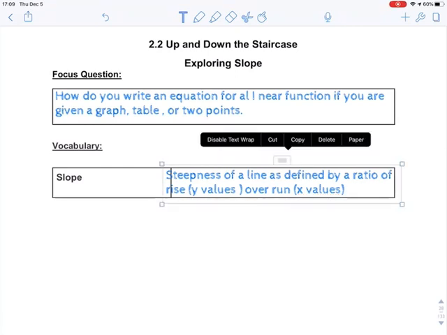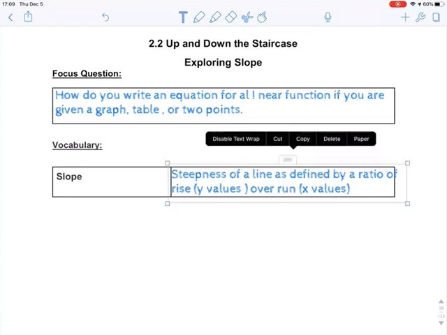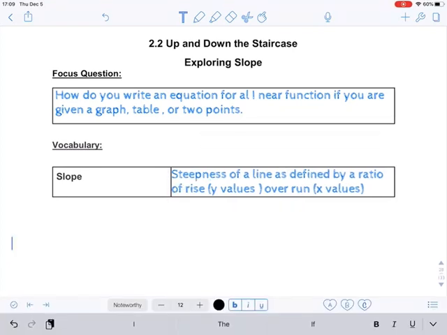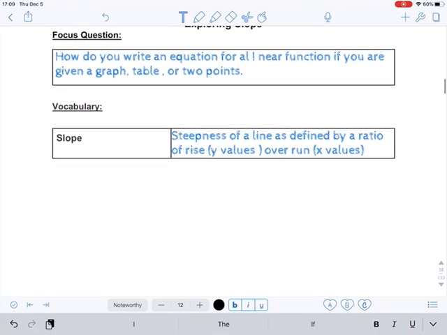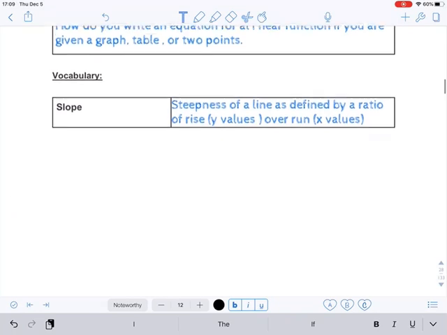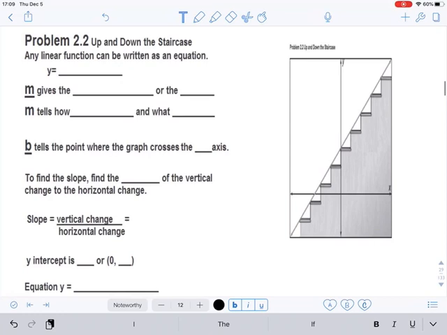Okay, maybe we should scoot this over a little bit. There you go. That's better. All right. Go ahead and pause if you need to, and we'll move on.